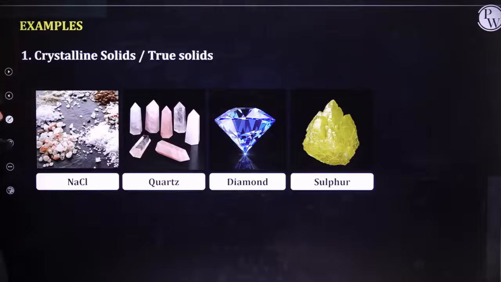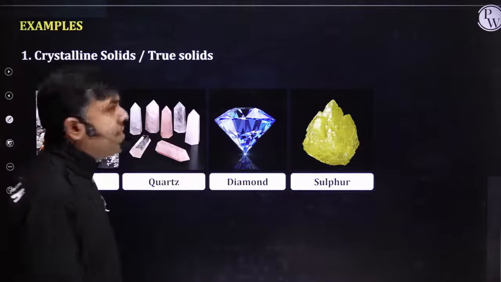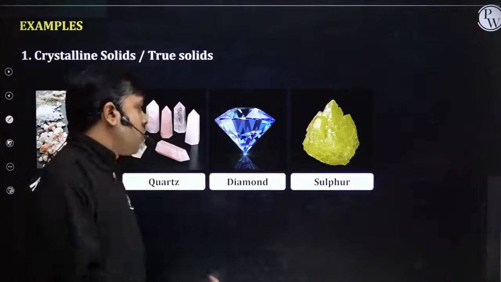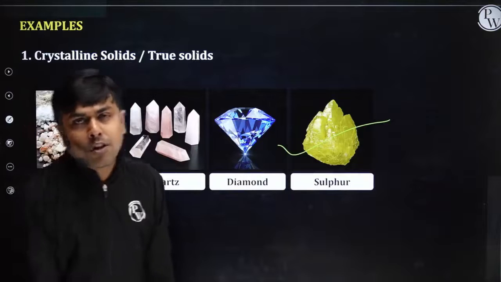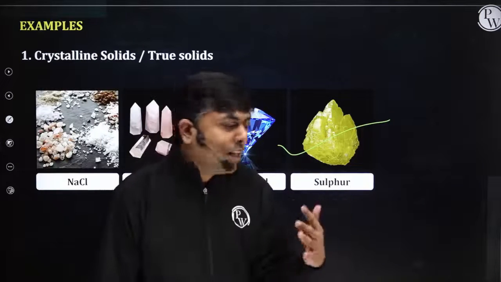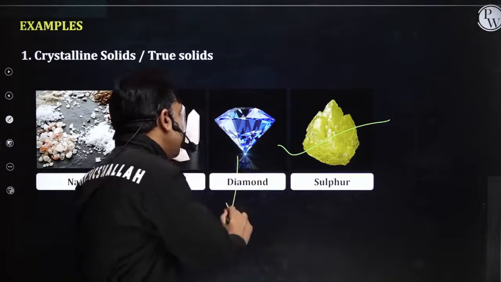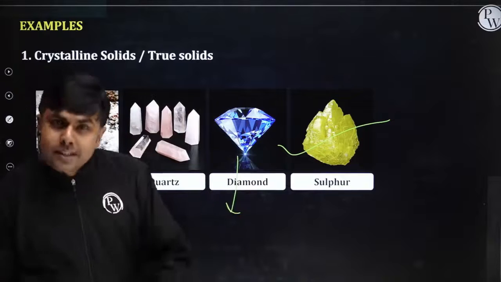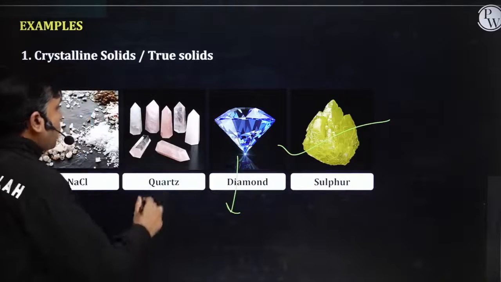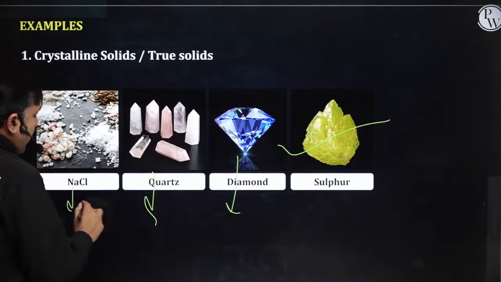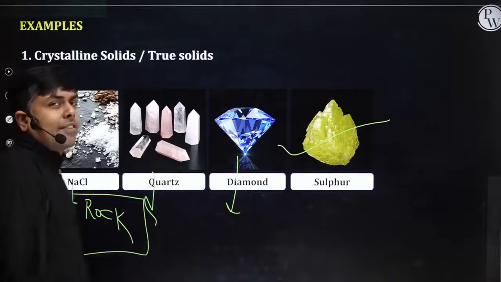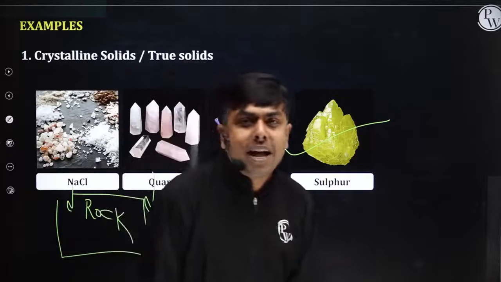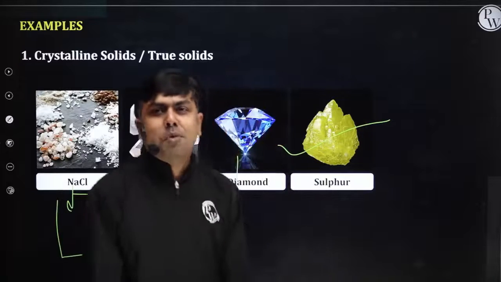So students, these are a few examples of crystalline solids or true solids. Sulfur, right? We have studied the different allotropic forms also, rhombic form, monoclinic form. Diamond, a perfect example of crystalline solids, right? Quartz, rock salt, NaCl, this is nothing but rock salt. It's also a crystalline solid, or we say it as a true solid. Let's move ahead.